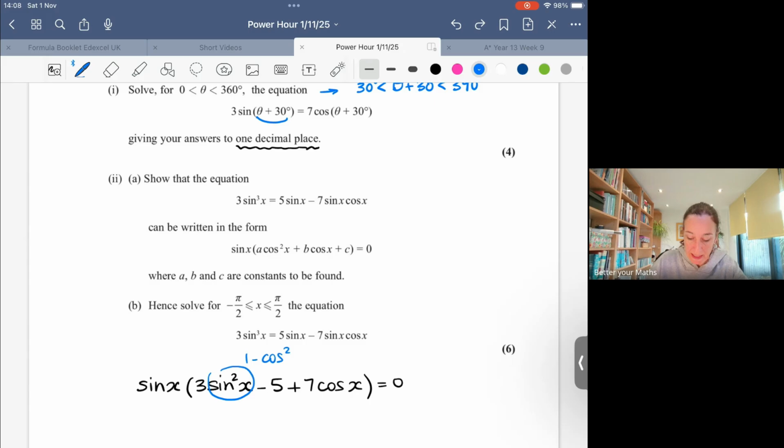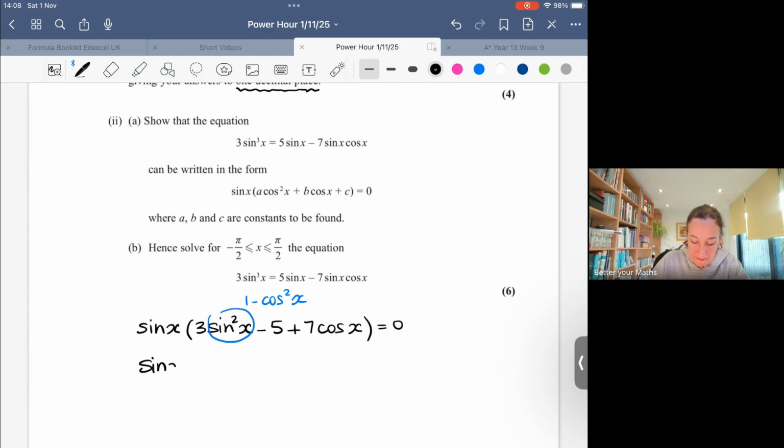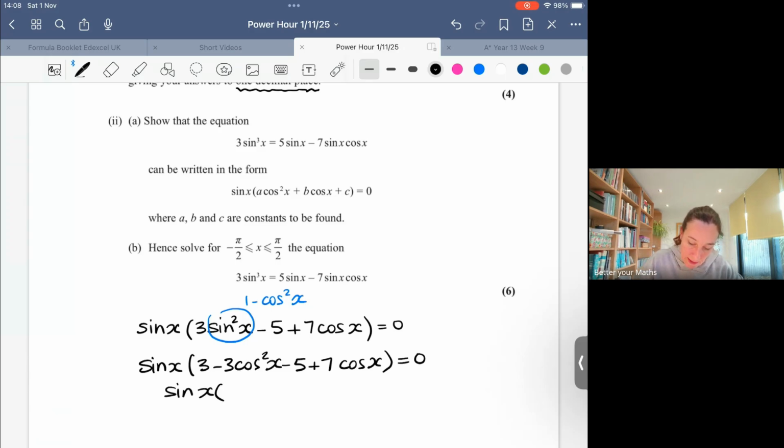So this one, remember, is 1 minus cos squared, and that's what I'm going to substitute. So we have sine x, and then 3 times 1 minus cos squared is 3 minus 3 cos squared x, minus 5 plus 7 cos x. So we have sine x times minus 3 cos squared x plus 7 cos x, and 3 minus 5 is minus 2, equals 0.